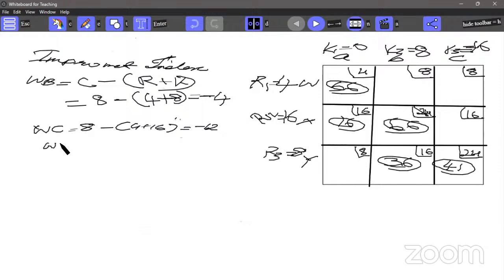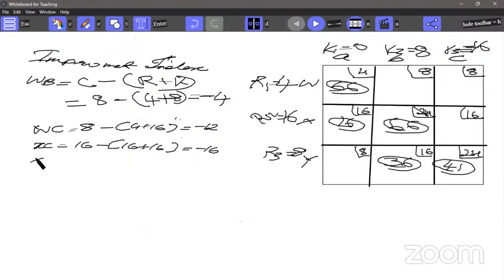Next, XC. Yes, very good. XC equal to, how much is the cost? 16. 16 minus row index number plus column index number, 16 plus 16. How much is the index number? Minus 16. Very good.